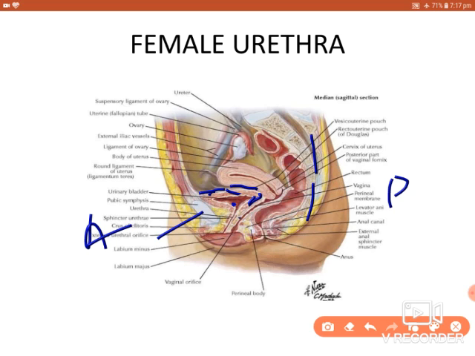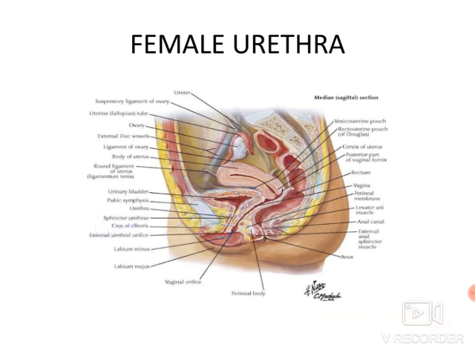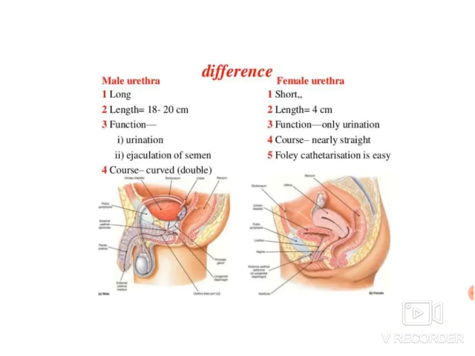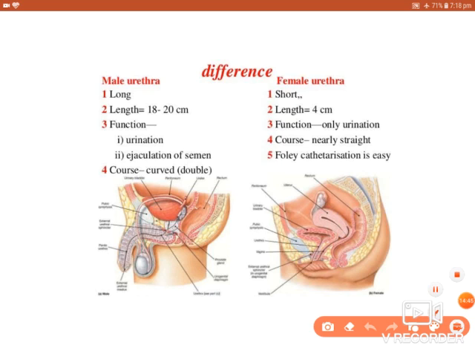It travels through the perineal membrane and the pelvic floor muscles here, and opens directly onto the perineum. That's on the vestibule here. This is the external urethral orifice on the vestibule. Its length is 3 to 4 centimeters. That's the female urethra.